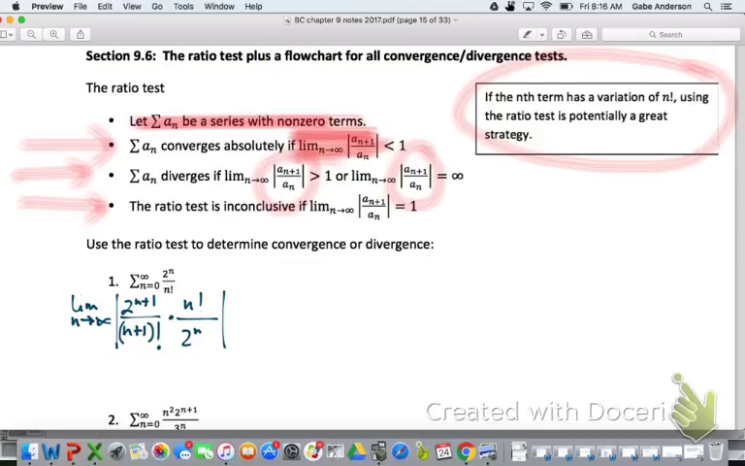Where did I get the 9 point something? You're good? I didn't catch that either.